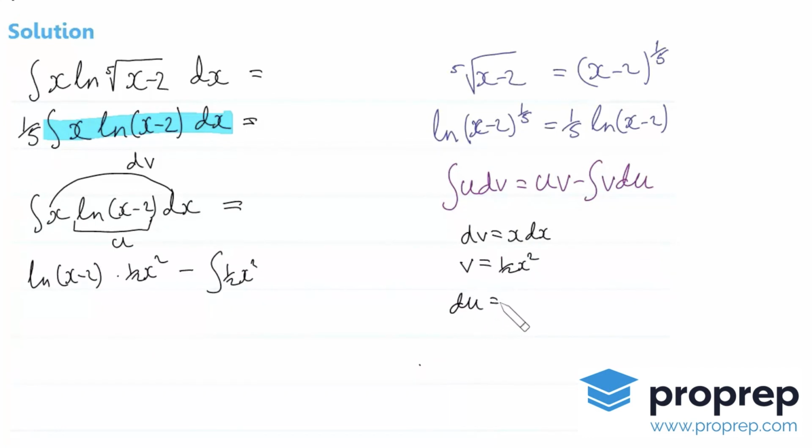Du will be the derivative of this, which is 1/(x minus 2) times the inner derivative, which is just 1. So here it's 1/2 x squared times du, 1/(x minus 2), and dx. Oh, of course, the dx here, yes.